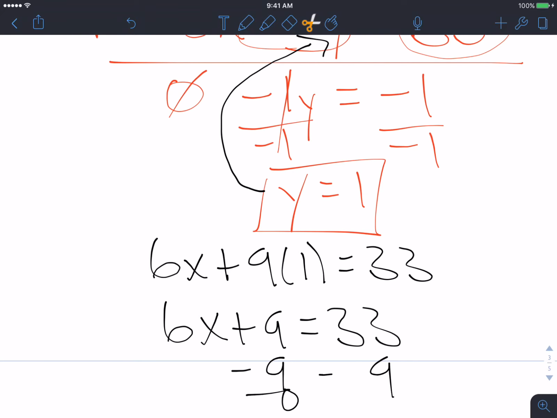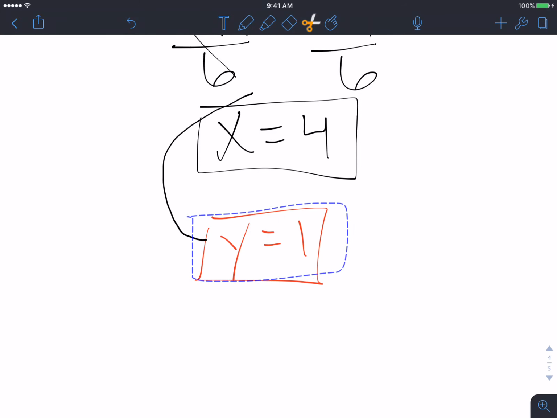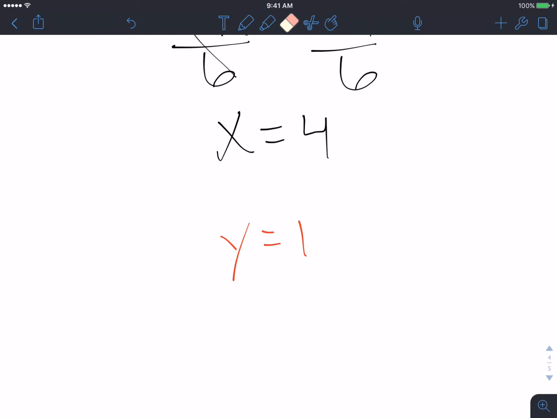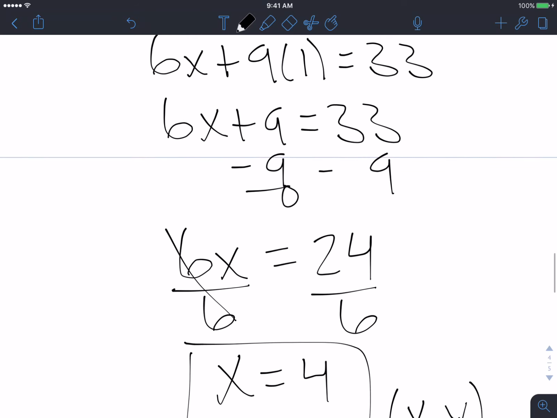And let's make a copy of this one here. Copy. Put it down here. Paste. And erase that. There's our answers. And in a point, remember it's x comma y. It's going to be 4 comma 1. Okay? And that's both examples.